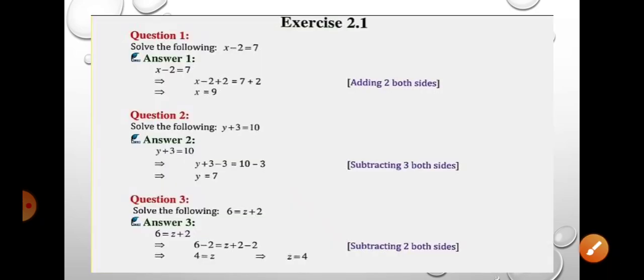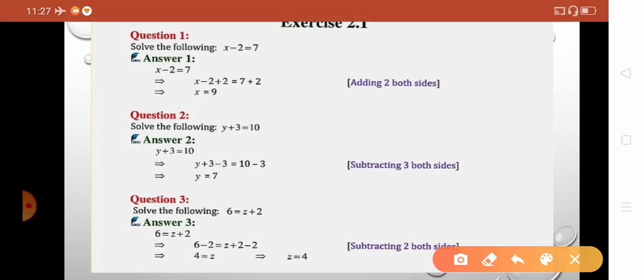The first question of exercise 2.1 is to solve the given equation, and the equation is x minus 2 is equal to 7. So you will use the balancing method, and what is the balancing method? You have to perform the same operation on both sides, the left hand side as well as the right hand side. And what is our requirement? We want only the variable on the left hand side. No constant value, no coefficient, nothing else should be there, only the variable part.